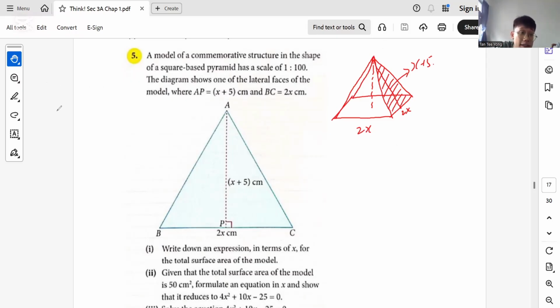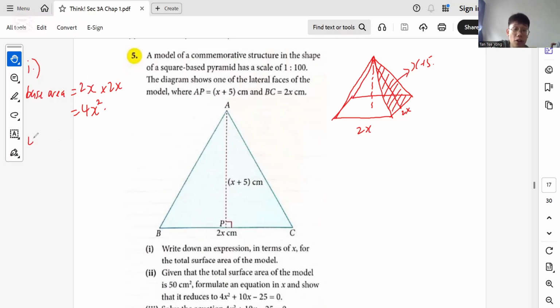Okay, so in part 1, what did they want? They say write down an expression in terms of x for the total surface area of the model. So total surface area is just the four lateral triangles added up, and then you add the base area. We do base area first. Base area is 2x times 2x, which is just 4x squared.